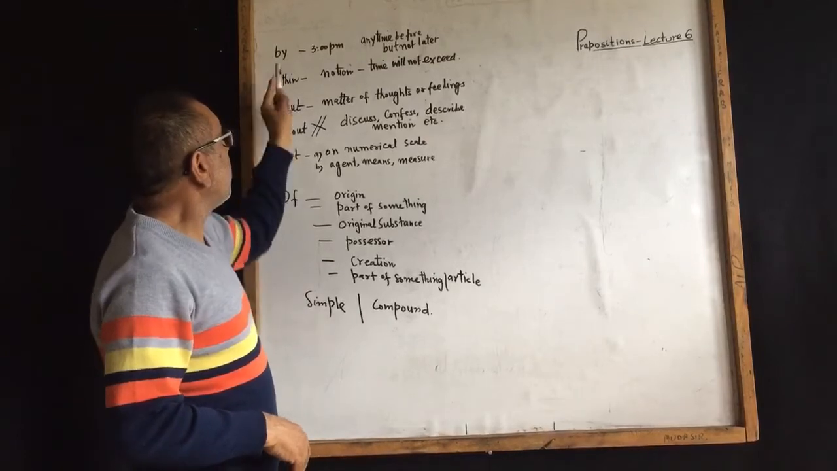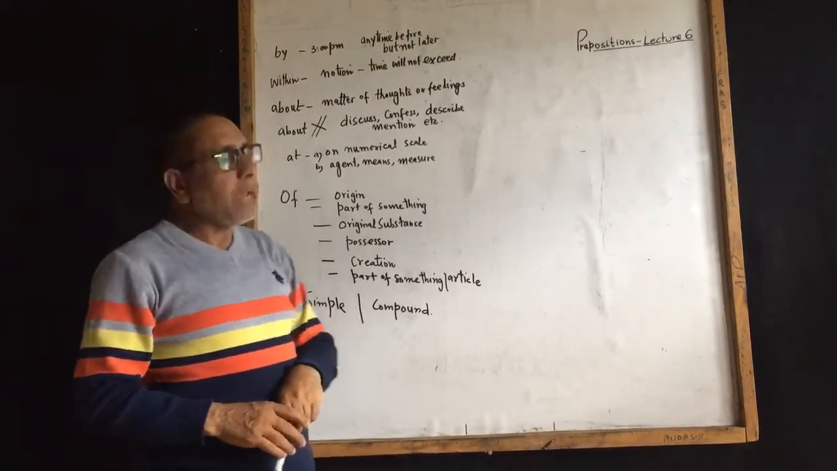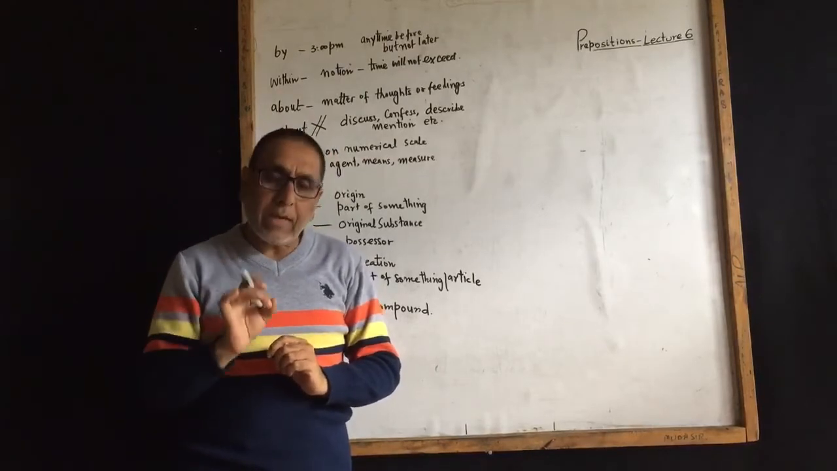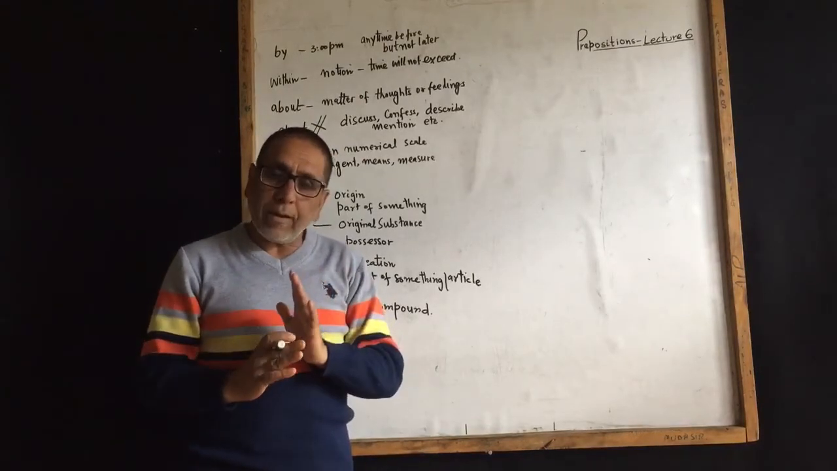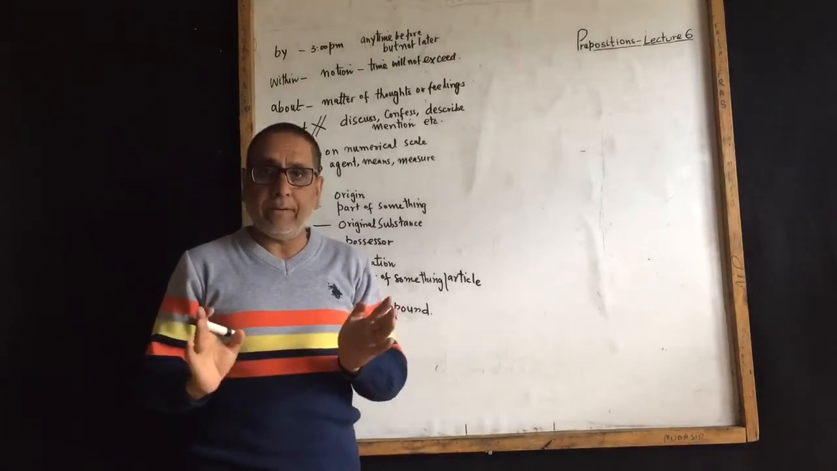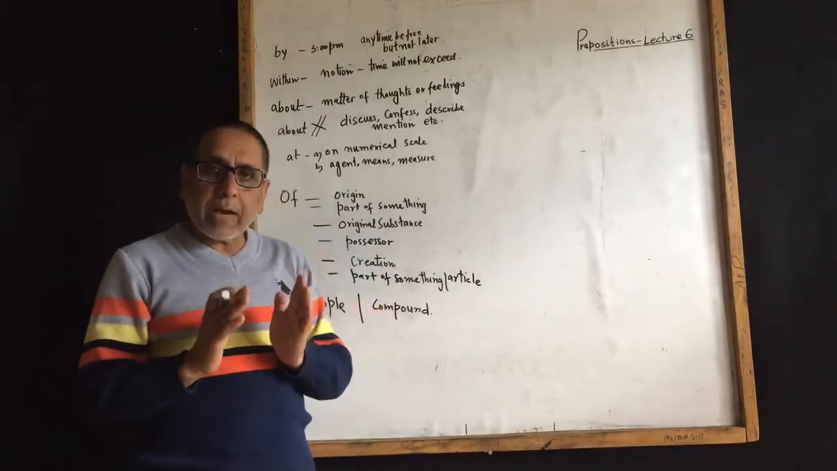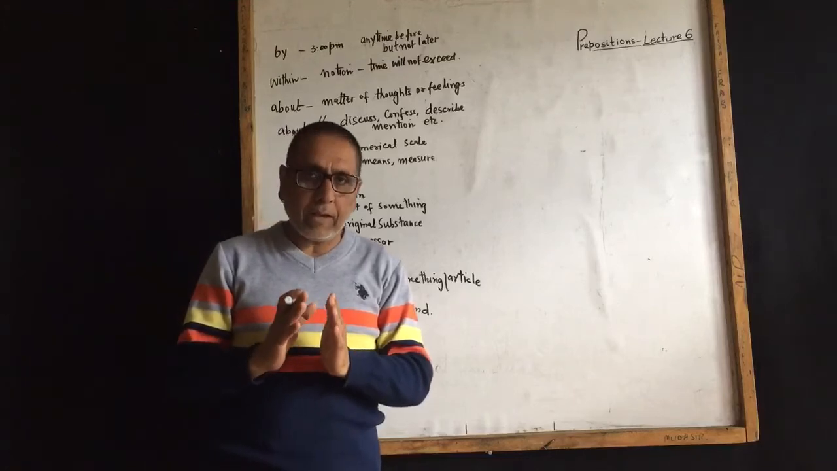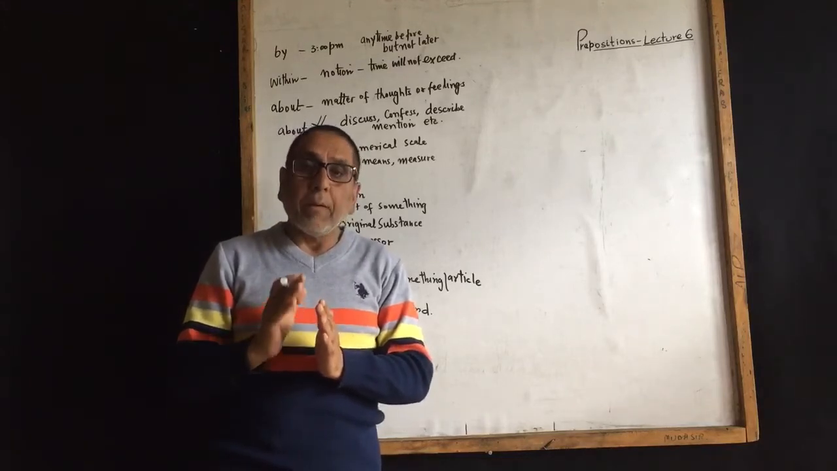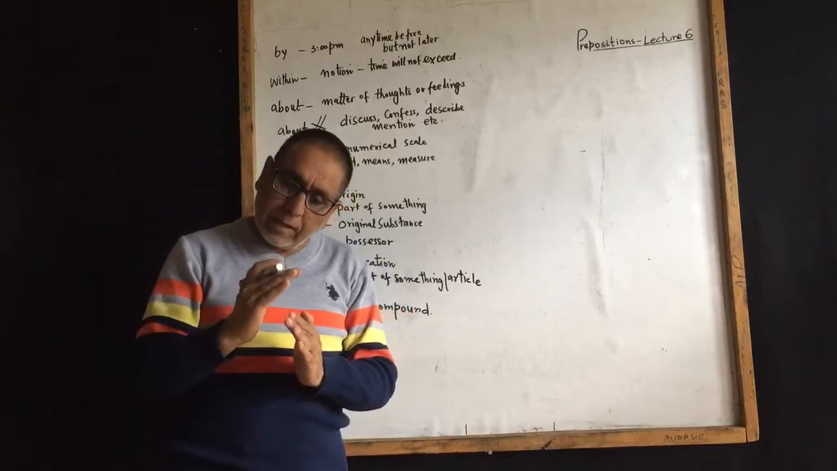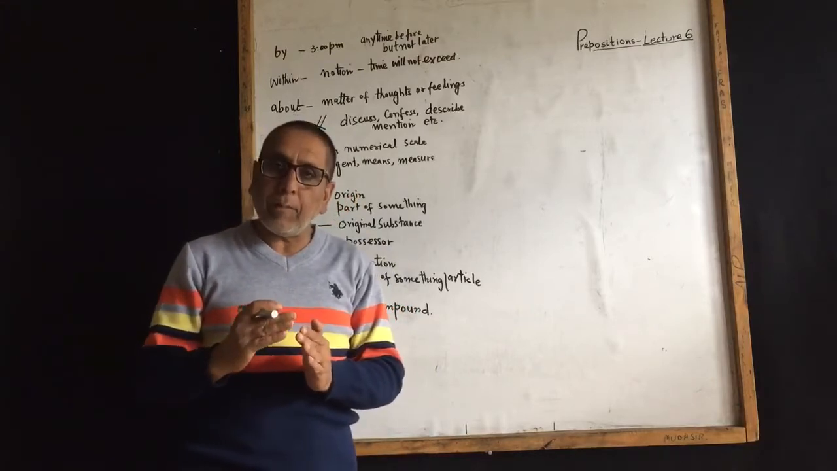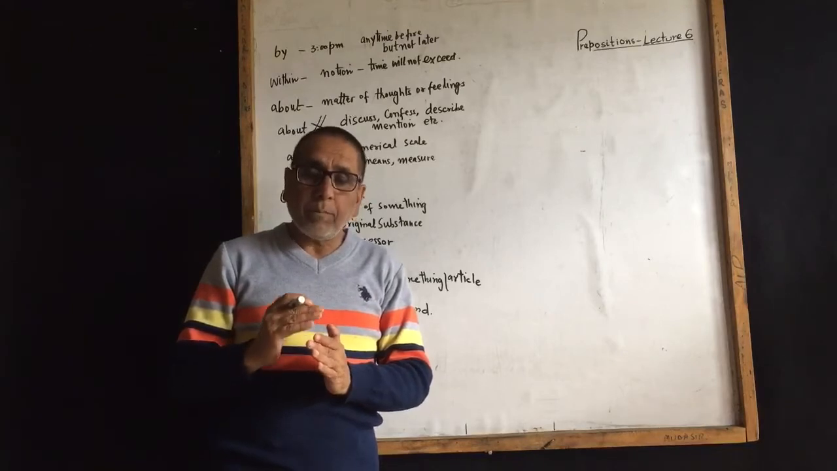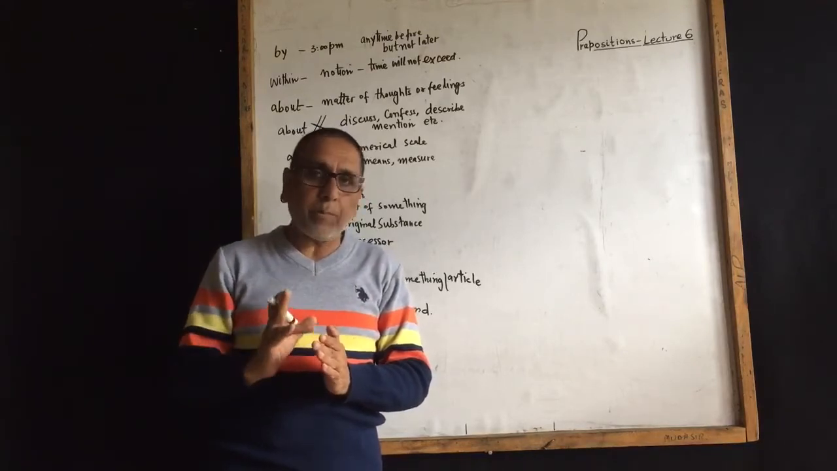For example, preposition by relates to any time before a particular point. Any time before a particular time, but not after that. Means when we use the preposition by, it means within that time, not after that time. So we are talking about a point of time, but it should not exceed that point of time.